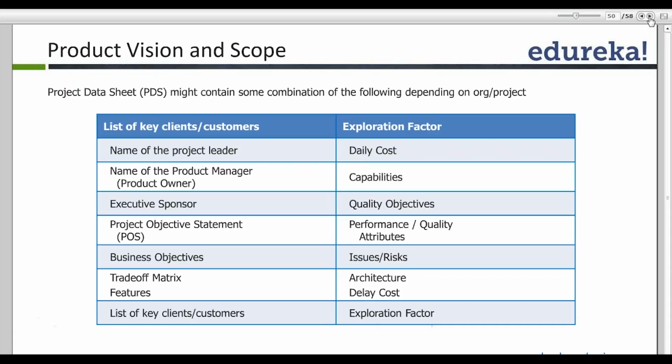Who are the key customers and clients? What is the daily cost? What are the capabilities we are trying to develop? What are the quality objectives? Any risks associated, we document them. Any constraints? What is the cost of delay? And the exploration factor. So this is what my project data sheet consists of in an APM project management framework. Pretty much the same piece of information which goes into traditional project management, which we capture as a part of traditional project management.